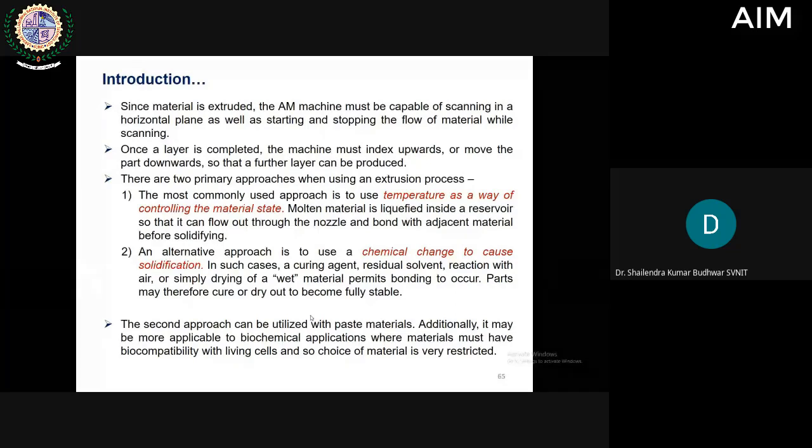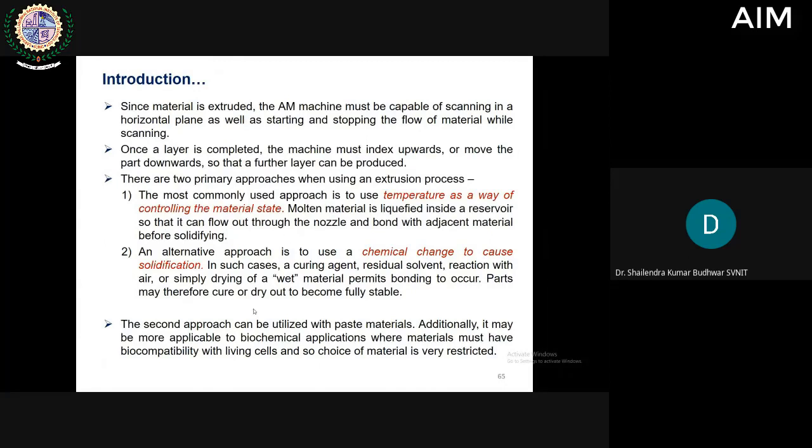One, which is the most widely used approach, is to use temperature as a way of controlling the material state, because the material should be in a flow state so that it can be extruded through a nozzle. Molten material is liquefied inside a reservoir so that it can flow out through the nozzle and bond with the adjacent material before solidifying. That material is supplied in the form of wire inside the extruder. Inside the extruder, there are heating coils which heat that raw material so that it can be brought into some viscous form, so that it can be extruded through the nozzle.